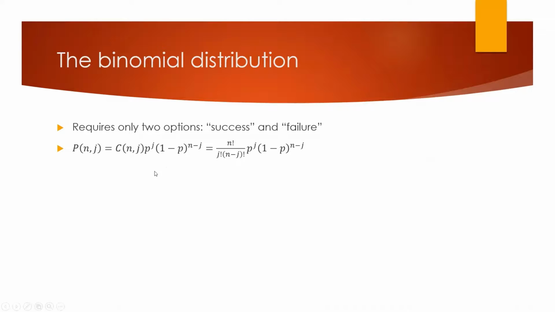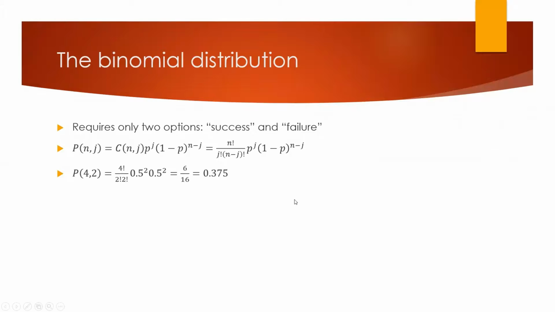And then that's multiplied by 1 minus P, the probability of failing, raised to the N minus J, the number of fails. And we can see this equation here. It relies only on the number of successes, the total number of options, and then the probability of observing success and failure. So we can apply this to all sorts of situations.